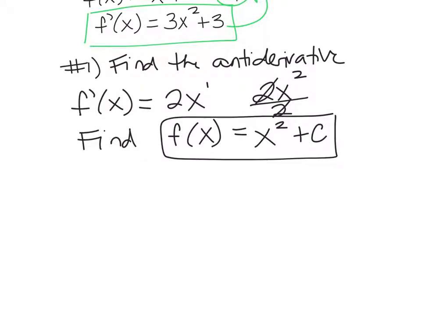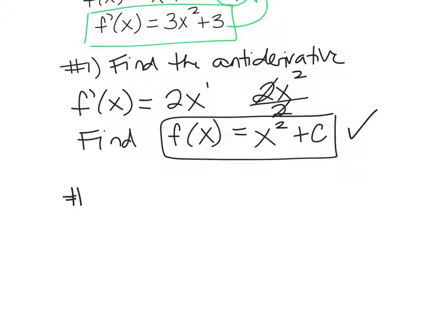If you look at your answer and you take the derivative of it, you get 2x plus 0, which is 2x, and that's what we started with. You can always check your answer by taking the derivative to see if it's actually going to work.